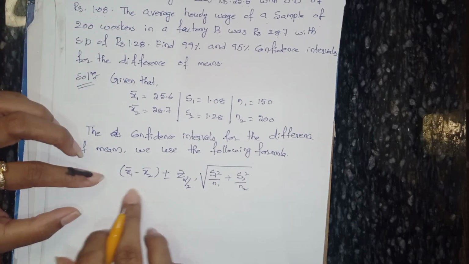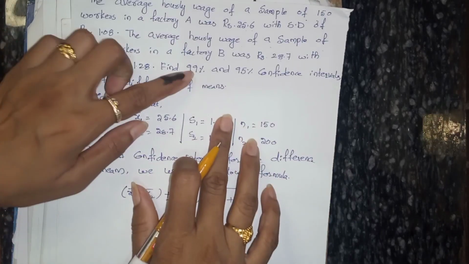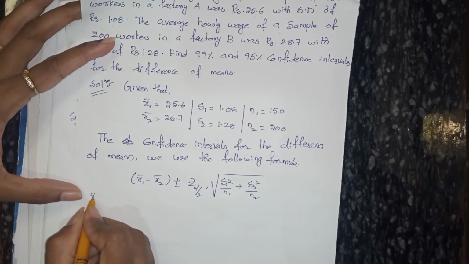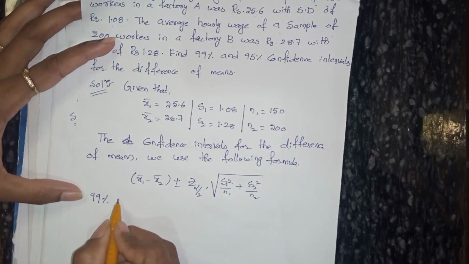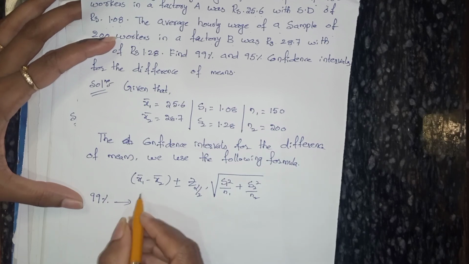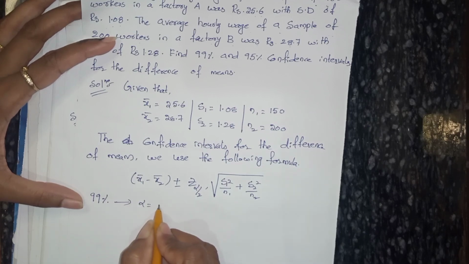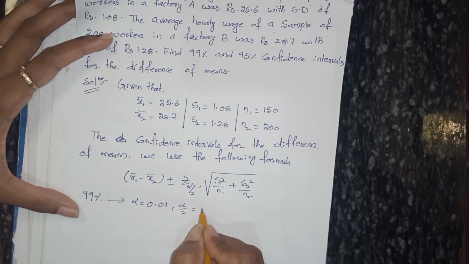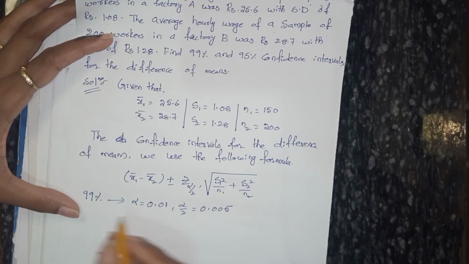So here, we have to find out the 99% and 95% confidence limits. First we are taking 99%. At 99%, alpha equals how much? 1%, which means 0.01. Then alpha by 2, how much will we get? 0.005 we'll get.